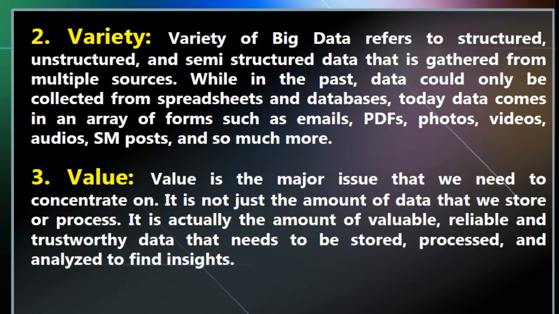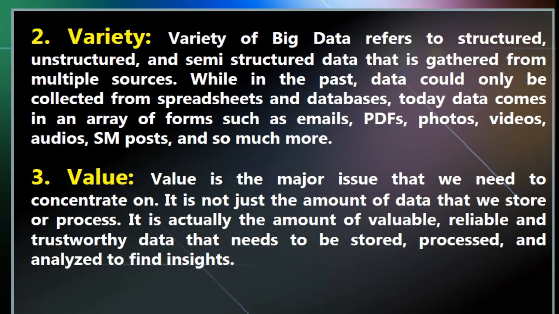Variety. Variety of big data refers to structured, unstructured, and semi-structured data that is gathered from multiple sources, while in the past data could only be collected from spreadsheets and databases. Today, data comes in an array of forms such as email, PDFs, photos, videos, audios, and many other things.